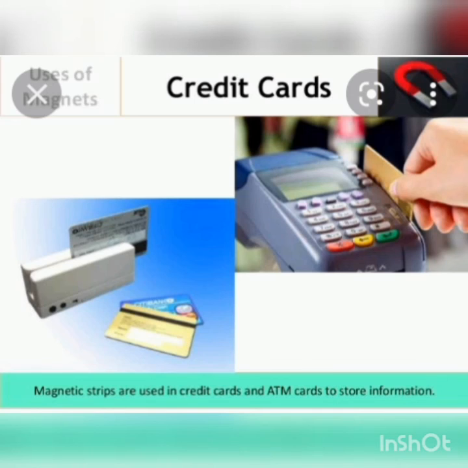Now comes the uses of magnets. Magnets have several uses. For example, credit cards, ATM cards and identity cards have a strip of magnetic material that stores information. Next, headphones and speakers of stereo systems use magnets. Third use is that refrigerator doors are kept closed with the help of magnets. Fourth, magnets are used in picking up substances that are made of iron from scrap. So these are all for the magnets.